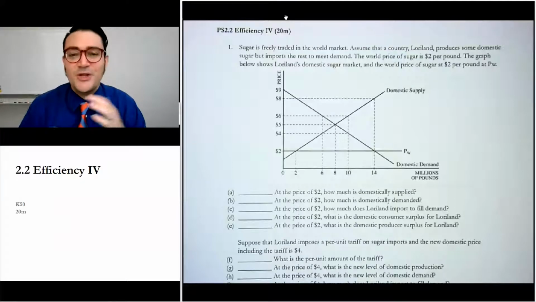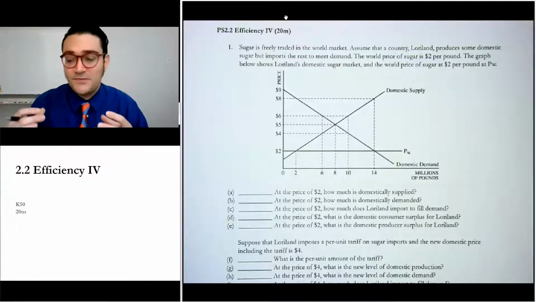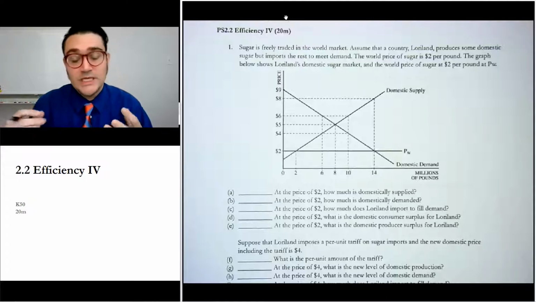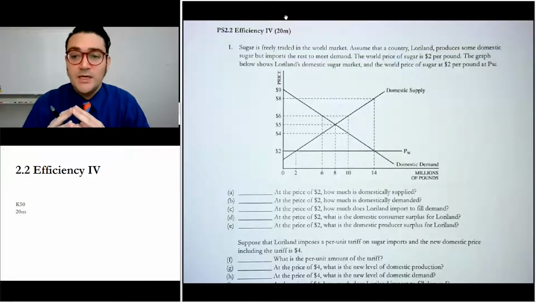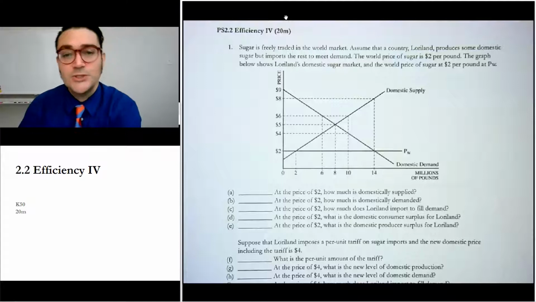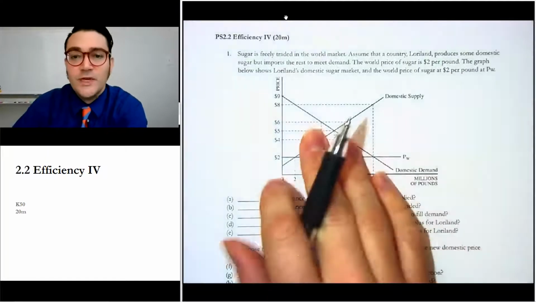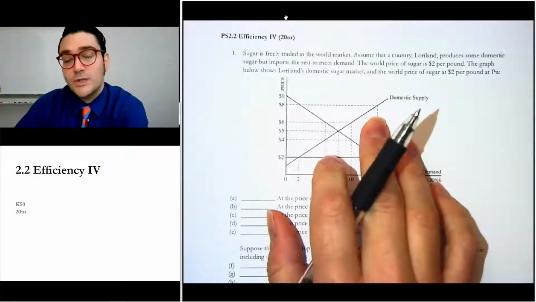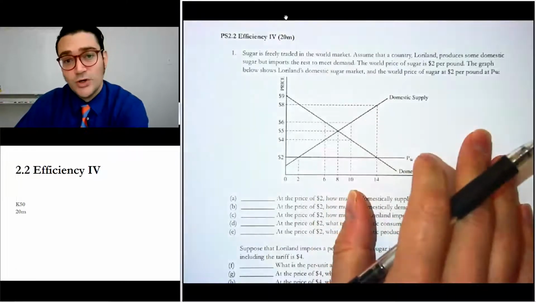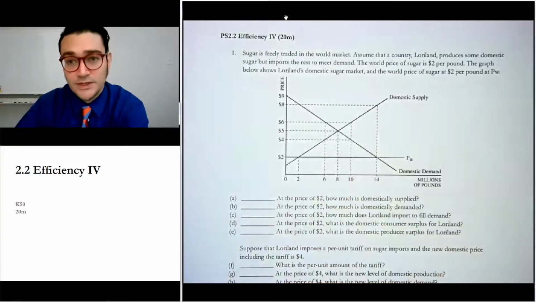Hi everybody, so in this video we're going to talk about the last practice problems related to efficiency. And this is actually a different kind of problem because it's directly from an AP question. So it says sugar is freely traded in the world market. Assume that a country, Loriland, produces some domestic sugar but imports the rest to meet their demand.